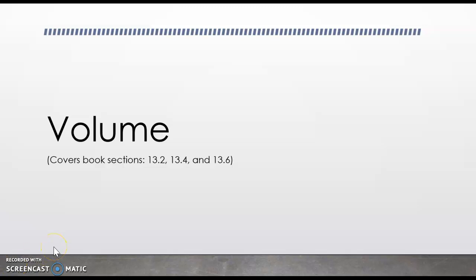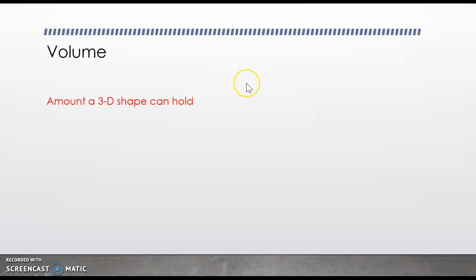All right, so now we're going to enter into how do we find volume? What is volume of our shapes? So volume is the amount a 3D shape can hold. So if we're thinking of a cup, the volume is how much the cup can hold. So that would be like a cylinder. If we're thinking of an ice cream cone, how much can that ice cream cone hold? That is its volume. How much fits inside?